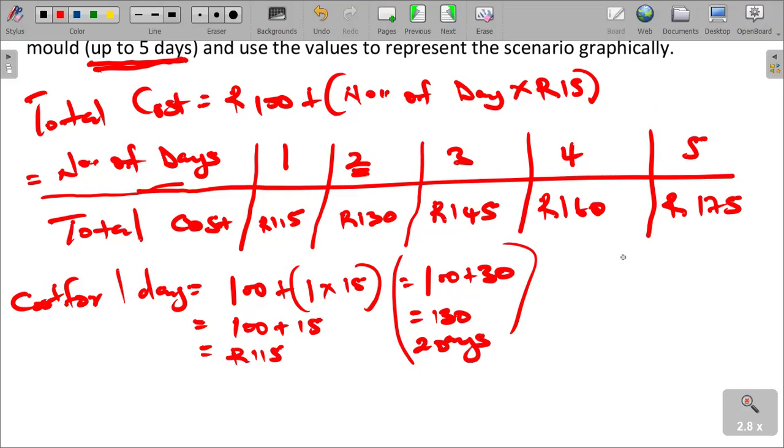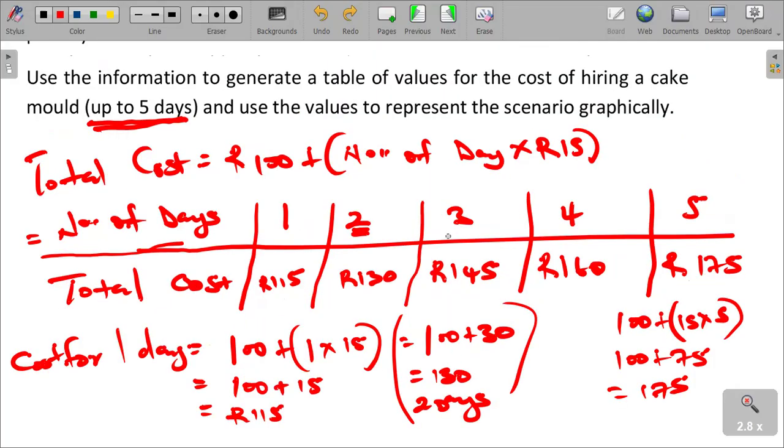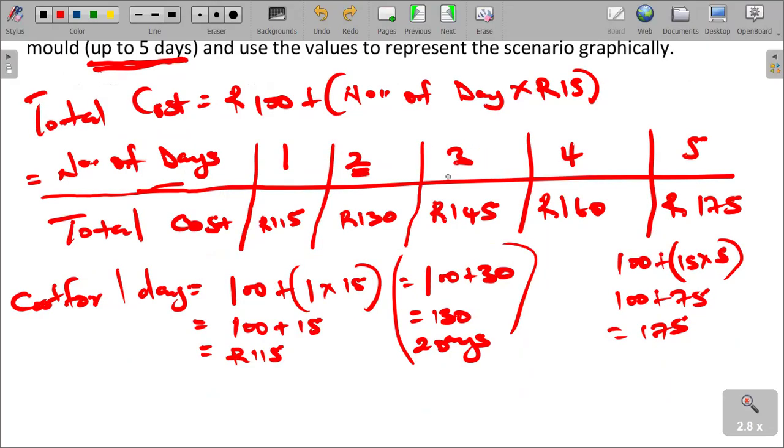I said it's 100 plus 15 times 5, which gives you 100 plus 75. That is why we get that 175 there. So we can calculate that together, or we can just prove and work it out. That is where the table is generated from. The table is generated from you being able to work out the cost for each of the days. So we have got those figures there, and then we have got the prices as given there.